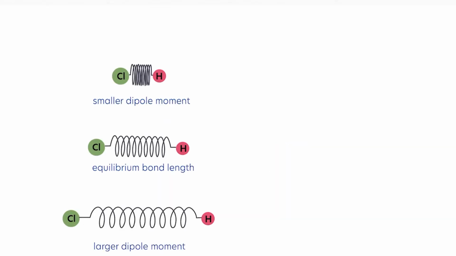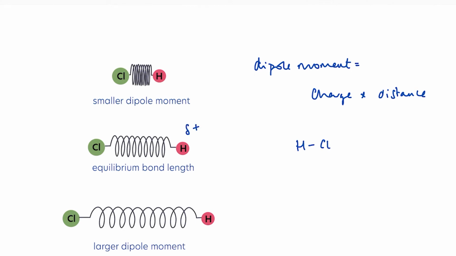Now, there must be a change in the dipole moment of the molecule during the vibration for the vibration to show up on the spectrum. Our dipole moment is equal to the charge times the distance. So if I take a molecule such as HCl, we know that the hydrogen is delta positive, the chlorine is delta negative. So when I compress or stretch this bond, the dipole moment is going to change.